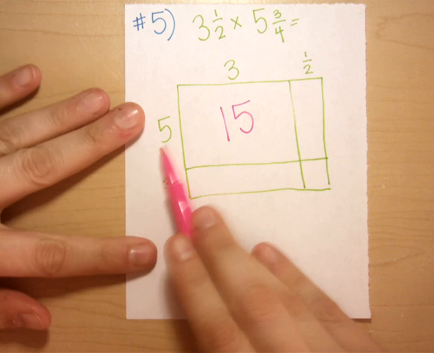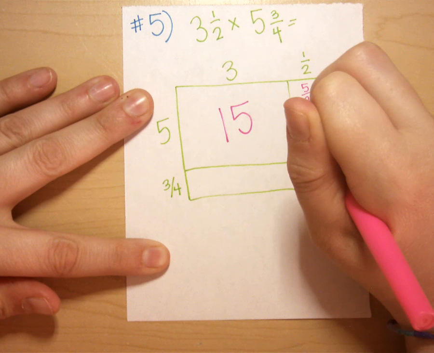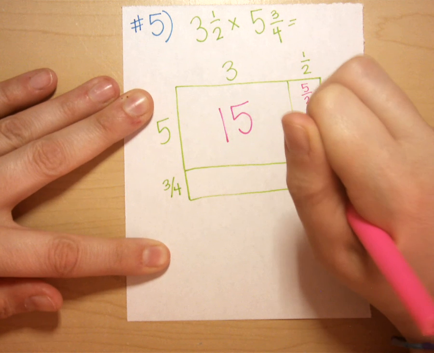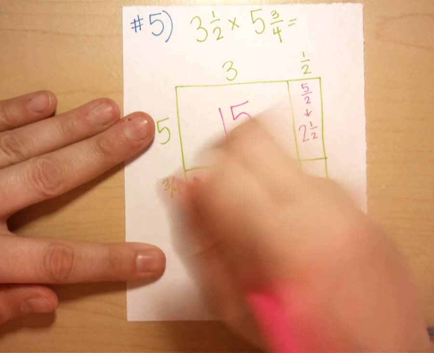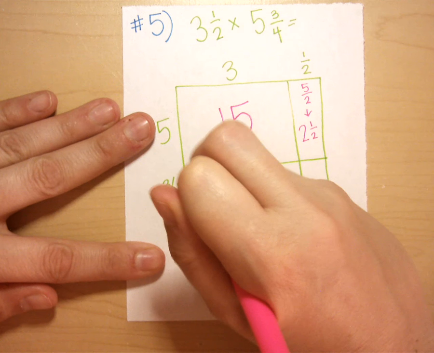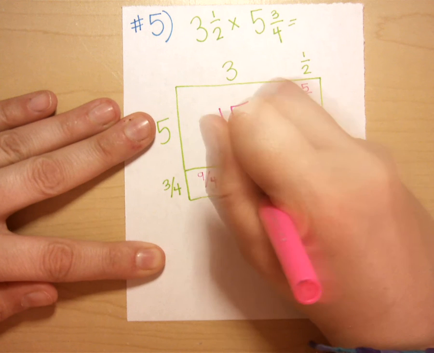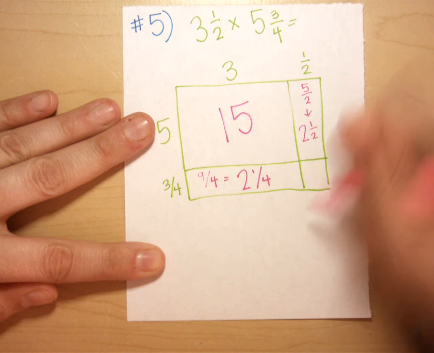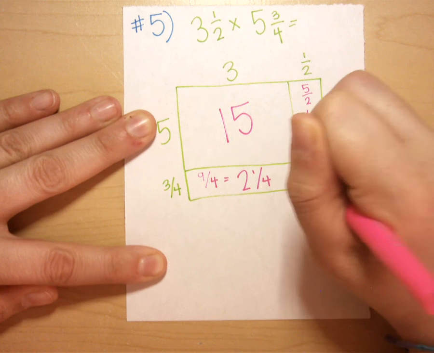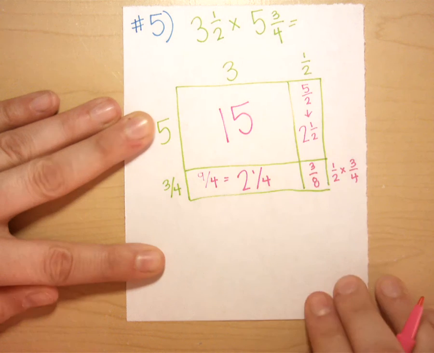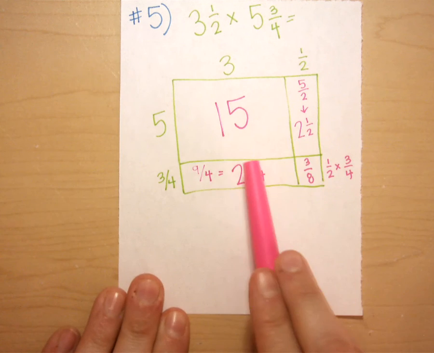Now I have 5 groups of a half, so that would be 5 halves, and that is equal to 2 1/2. Then I have 3 groups of 3/4, so that would be 9/4. That is equivalent to 2 1/4. And then last box, I have 1/2 times 3/4, which would be 3/8.